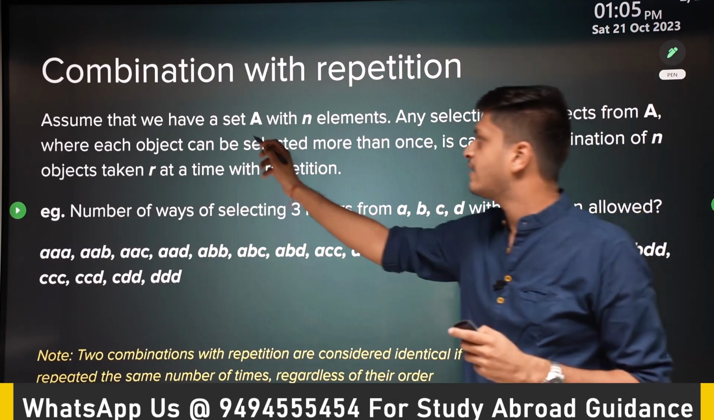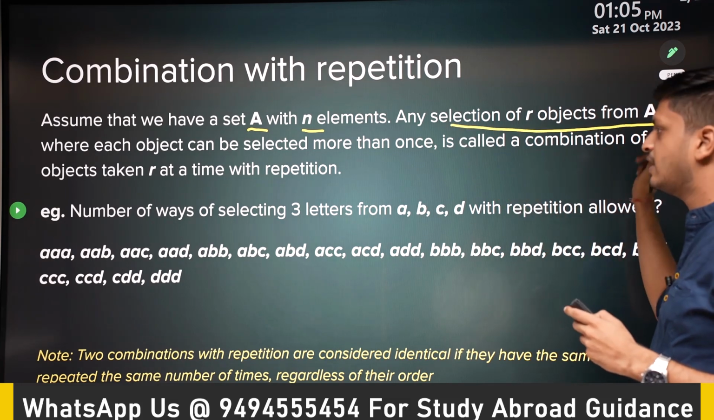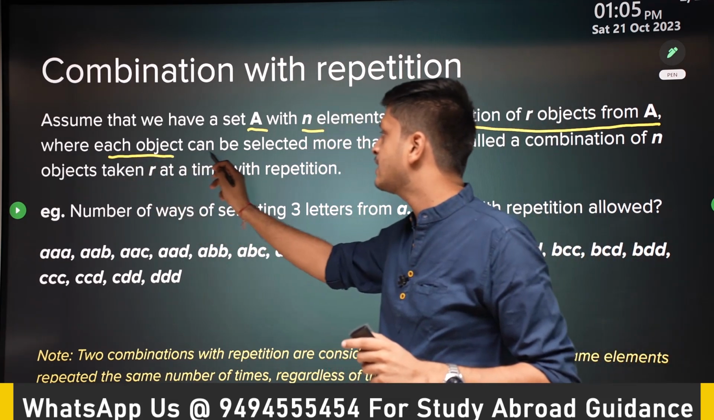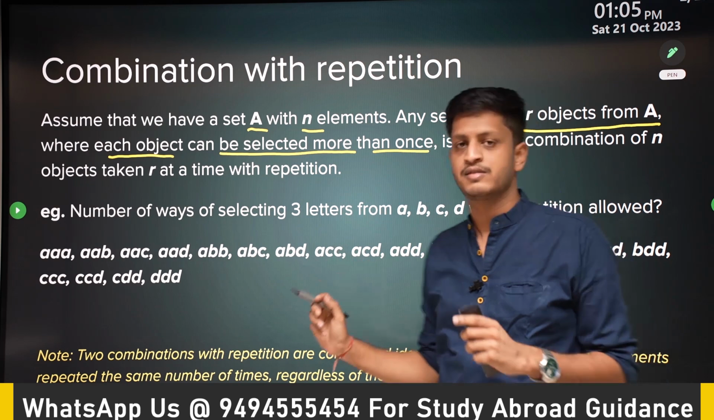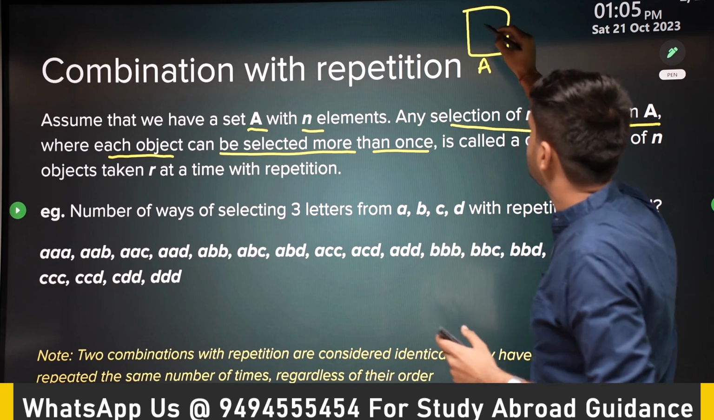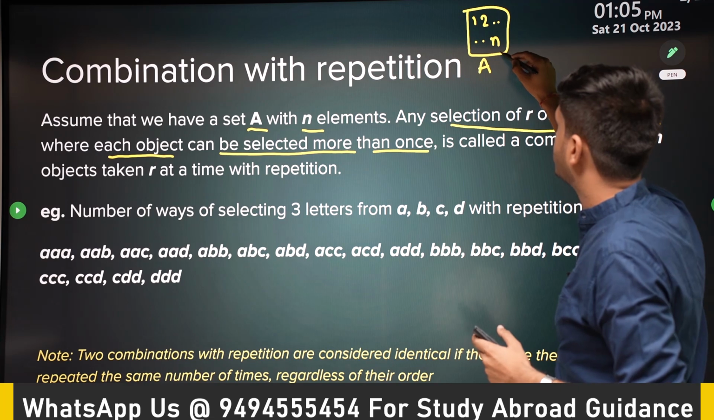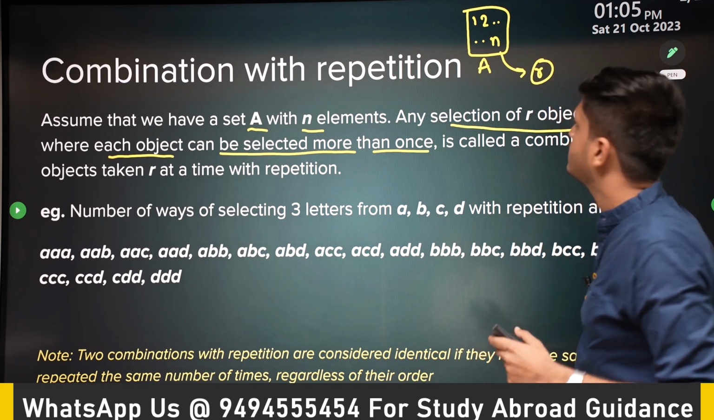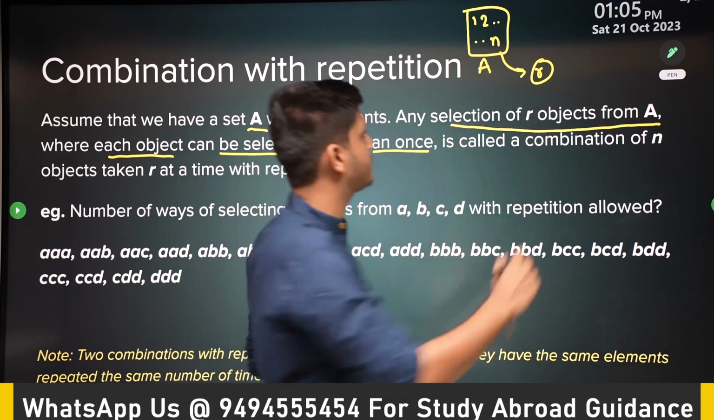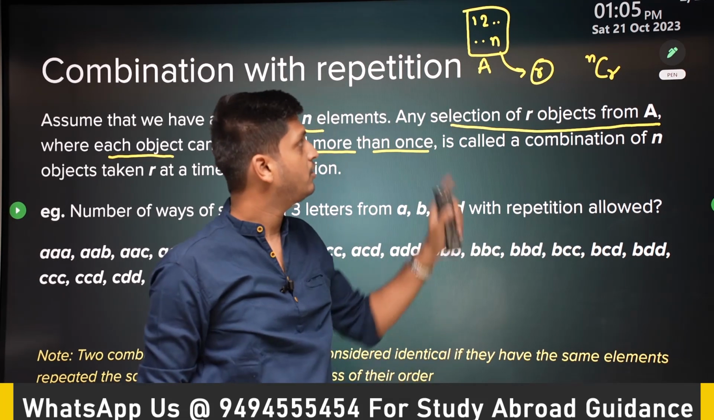So yeah, assume that we have a set A with n elements. Any selection of R objects from A, so again we are selecting R objects from A, where each object can be selected more than once. So this is our set A. It contains n objects and we have to pick R items out of it. We know that if repetition was not allowed, the number of ways to select R objects out of n objects was nCR, right? But now repetition is allowed.